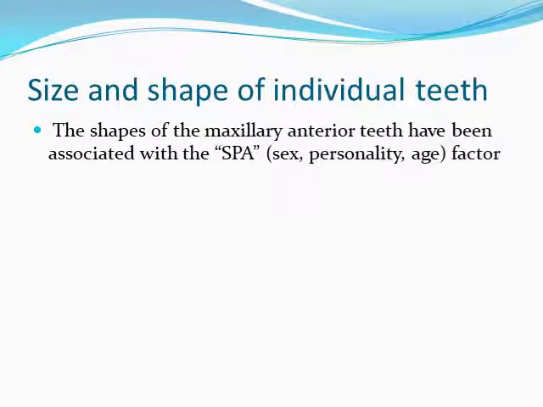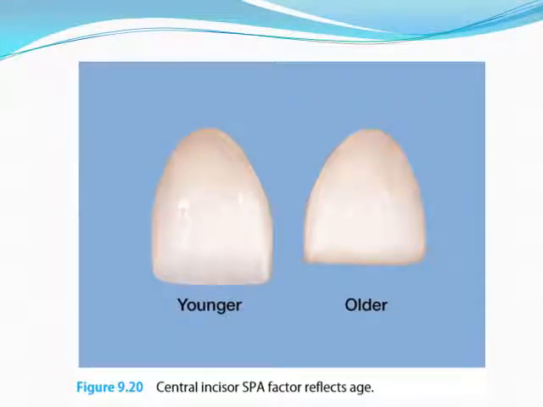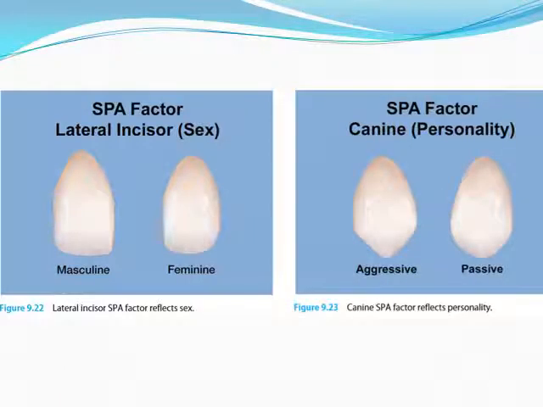The size and shape of individual teeth. The shapes of maxillary anterior teeth have been associated with the SPA factor: sex, personality, age factor. As you see here, the younger central incisor is longer than the older central. Also, for sex, as you see, the masculine for the male will be more aggressive, stronger, with sharper angles than the feminine. Also, the canine for the aggressive personality is harsher with a more pointed cusp tip, while it has rounded edges for the passive personality.